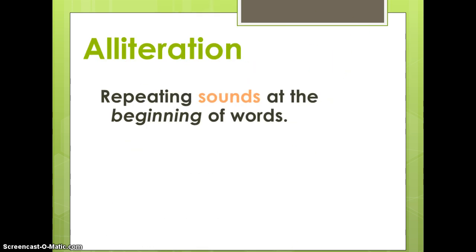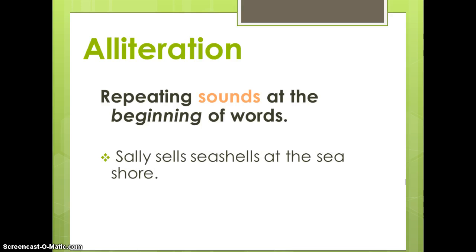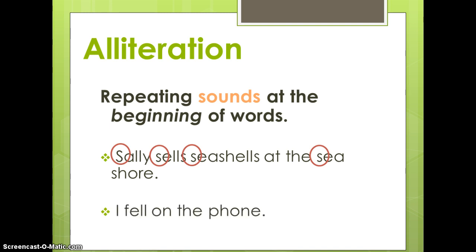Our next poetic device is called alliteration. Alliteration is when we repeat sounds at the very beginning of words, such as this. Sally sells seashells at the seashore. Do you hear that alliteration? We hear that S sound repeated. Sally sells seashells at the seashore, over and over. Similarly, I fell on the phone. Here you can see it's actually a different letter, but the sound spoken out loud is the same. We call that repetition of that first initial sound alliteration.